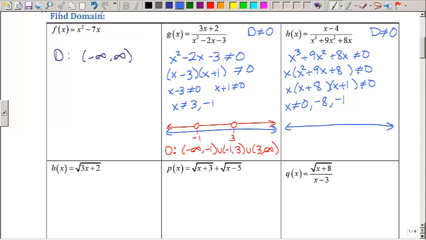Who is allowed in my domain party? Well, everybody else. I'm just not allowed to be 0. I'm not allowed to be negative 1. And I'm not allowed to be negative 8. So I'm going to take those invitations out of my party list and include everybody else in my domain. I have 1, 2, 3, 4 intervals. So my domain written in interval notation is negative infinity to negative 8, union negative 8 to negative 1, union negative 1 to 0, union 0 to infinity. Notice because I have 1, 2, 3, 4 intervals, I should have 1, 2, 3, 4 interval notations.